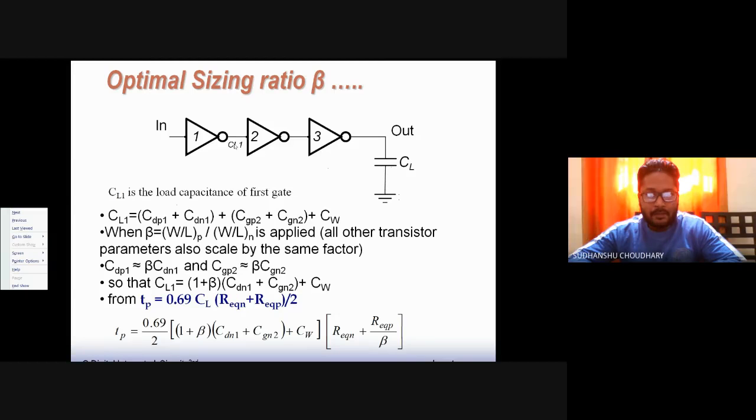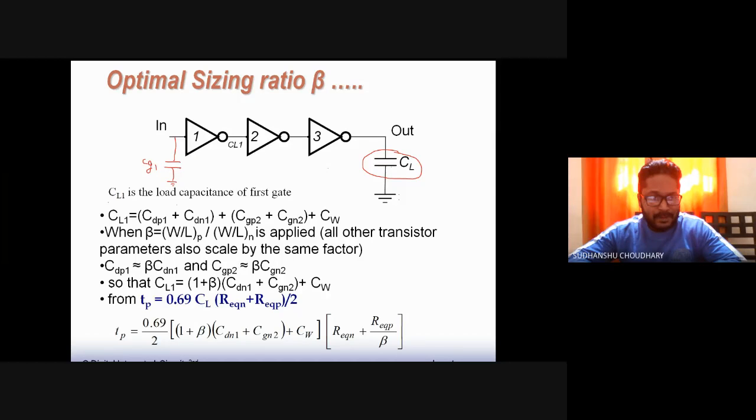So we want to find out the sizes of all these 3 inverters, and what we are given is only the load capacitance, that is the total capacitance appearing at the output, and also the input gate capacitance of inverter number 1, that is CG1. So 2 things are given, CG1 and CL, and using CG1 and CL, I have to find out the sizes of all these 3 inverters.